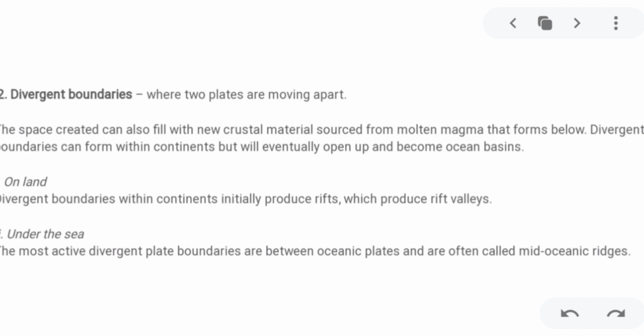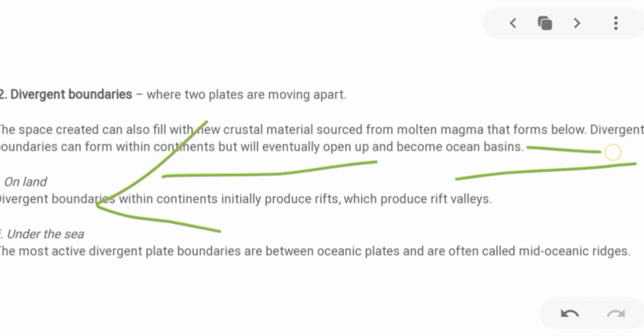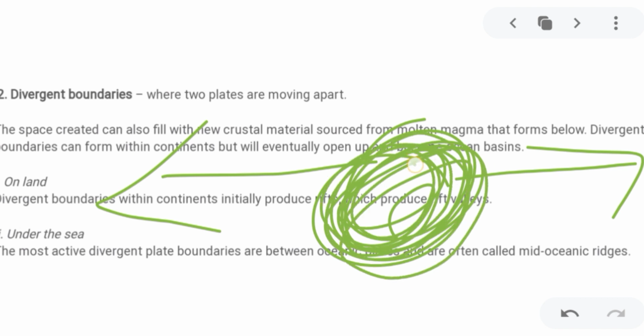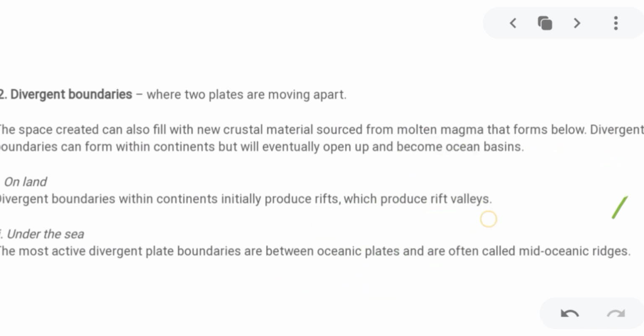When we say divergent, di ba, nagkakaroon sila ng space sa gitna. So, ito ay pwede maging valley or ocean basins. Pag sinabi natin basins, parang planggana siya na may dagat. So, yan ang mangyayari dun sa divergent boundaries. Kapag ang divergent boundaries ay nag-occur on land, divergent boundaries within the continents initially produce rifts, which produce rift valleys. Magkakaroon siya ng rift valleys.